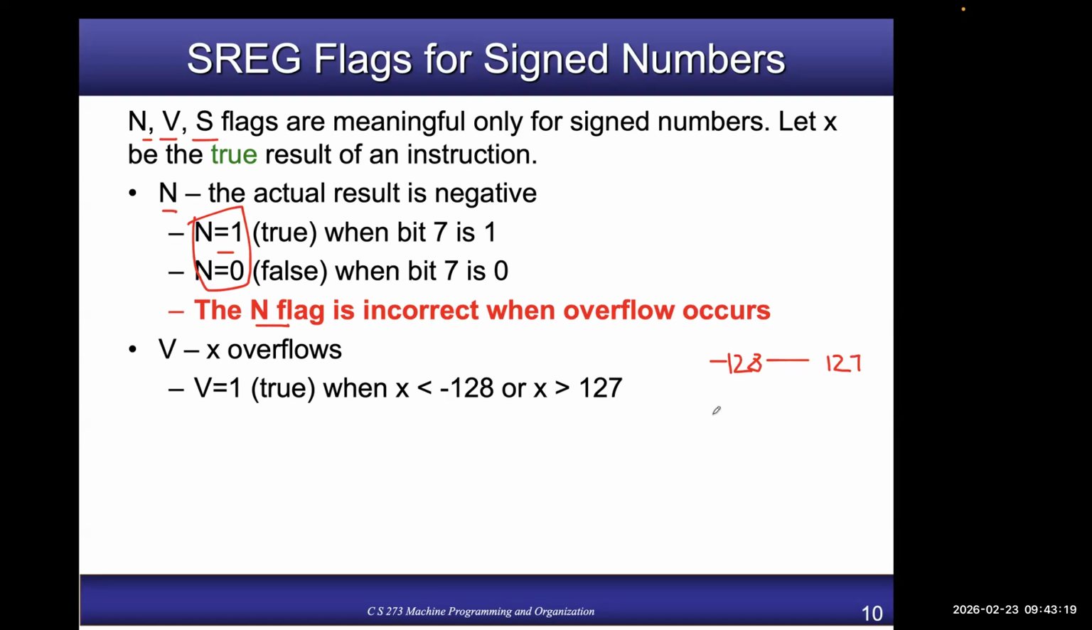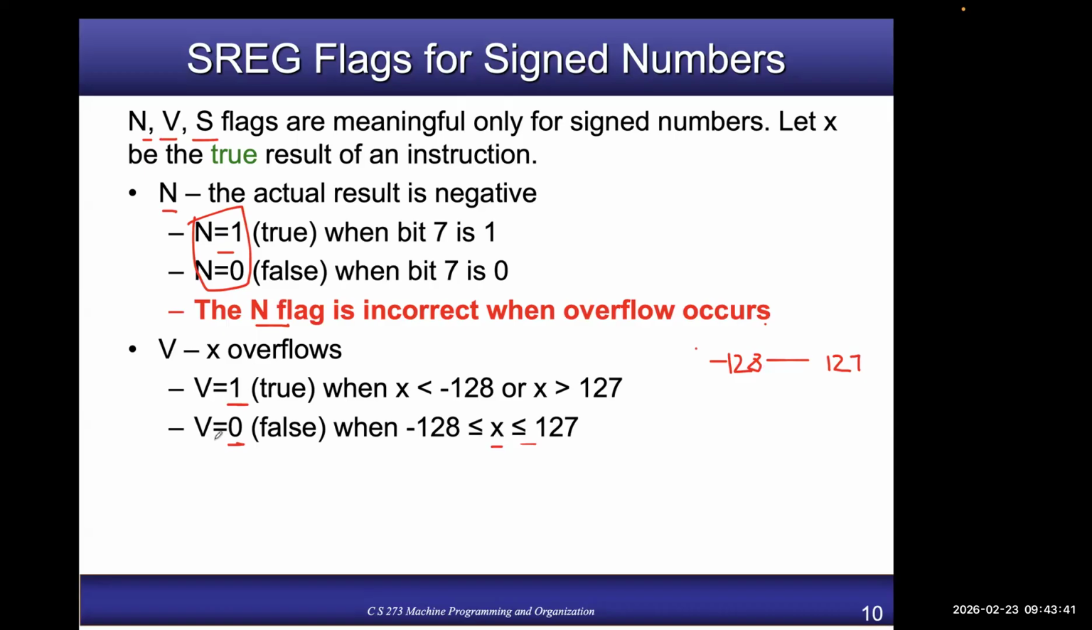So it means that there is overflow. The result you are getting is out of the range, and in that case your V flag will be set equal to 1. But if there is no overflow, the V flag will be set equal to 0, which means your result is within this range, right? So your result is greater than or equal to minus 128 and less than or equal to 127.